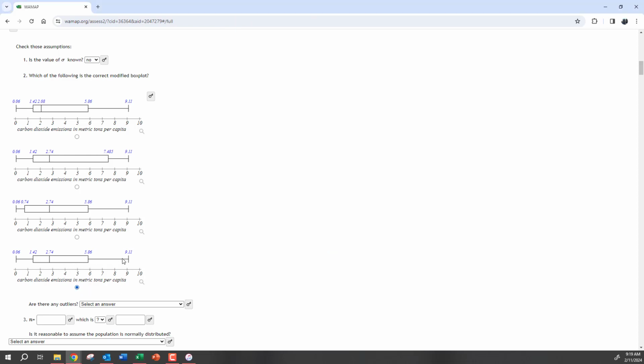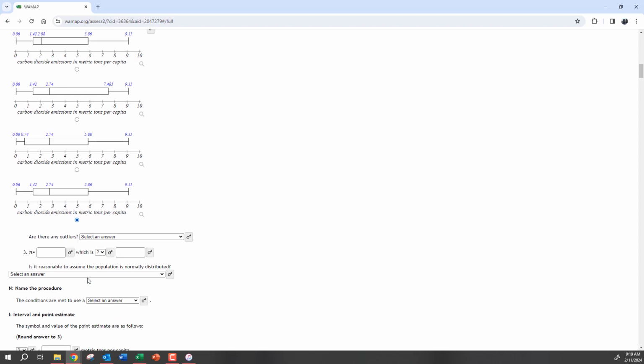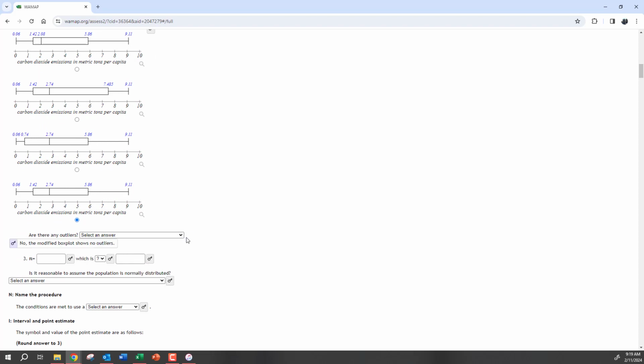And if we look at this, sure, this one's longer, but it's not hugely longer, right? Sure, the median isn't perfectly in the middle, but it's not tucked up against one side. So is it perfectly normal? Heck no. But it's close enough that we can say there are no outliers, right? No, the modified box plot shows no outliers.